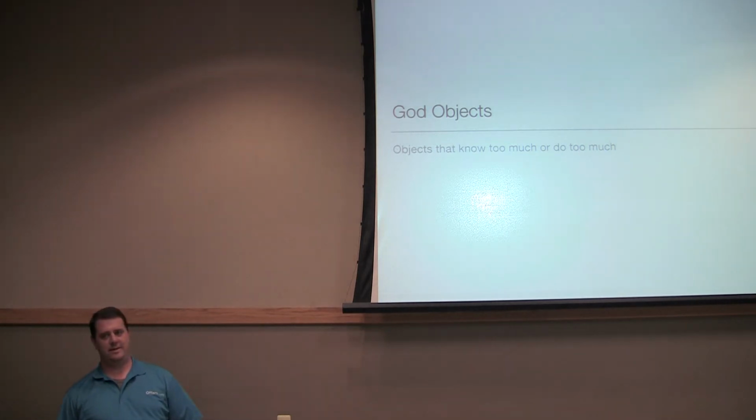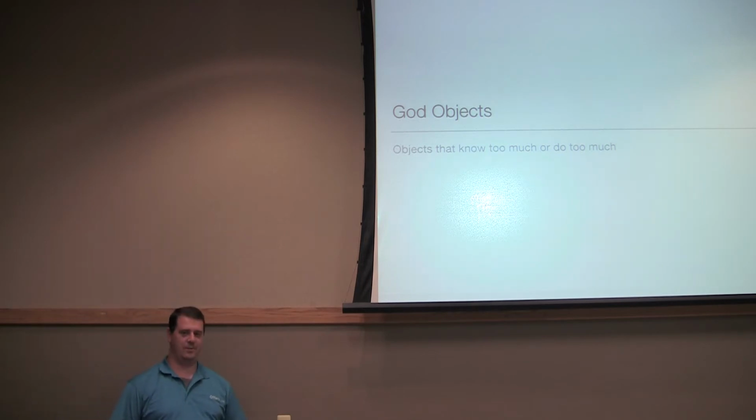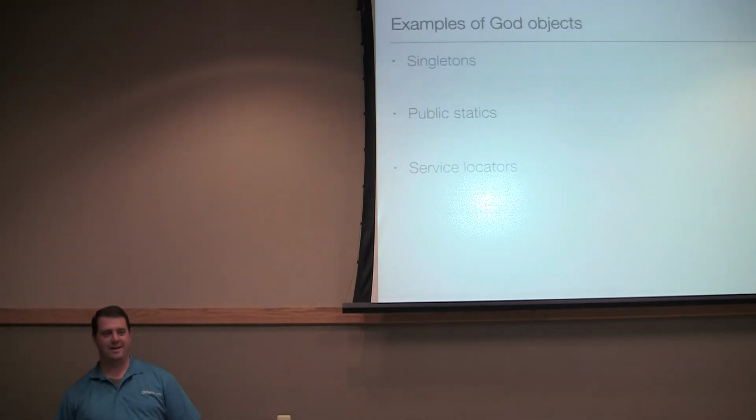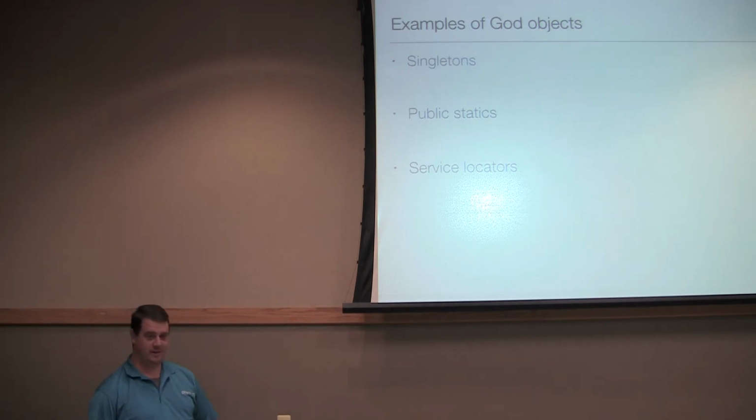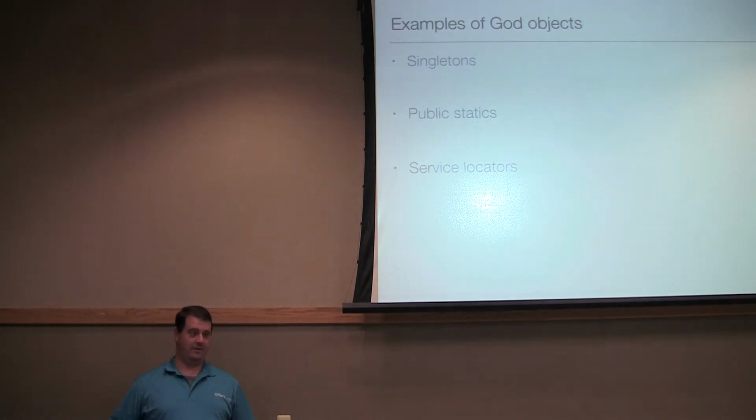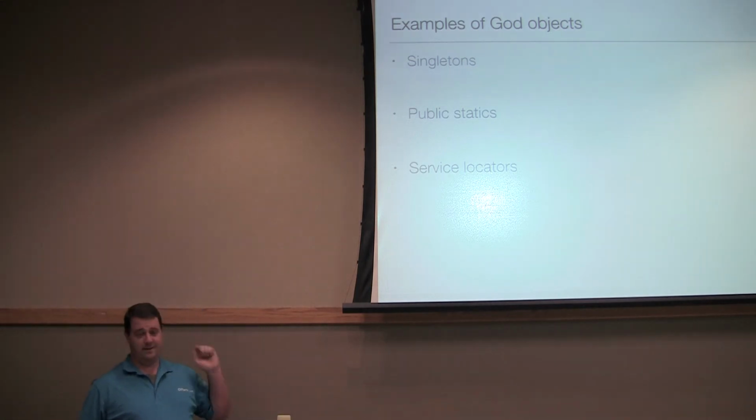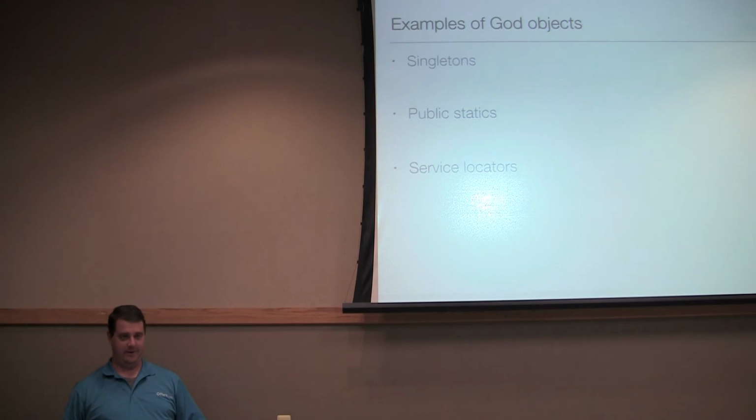Objects that do too much, I don't think are too much of an issue. I've taught object-oriented PHP to people, and I haven't seen anybody have a real tendency to write objects that do too much. But objects that know too much are very, very tempting. Singletons, anything with statics in it, public statics, service locators to some extent. You're talking about these objects that can go out and grab at anything from any file. So you can get at the data these objects have from any place in any file.